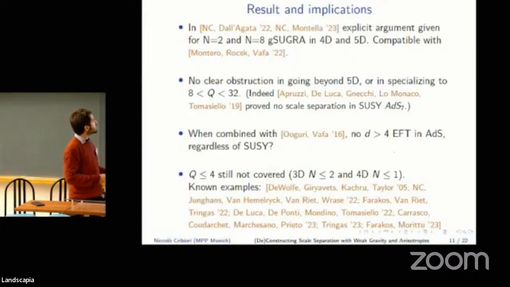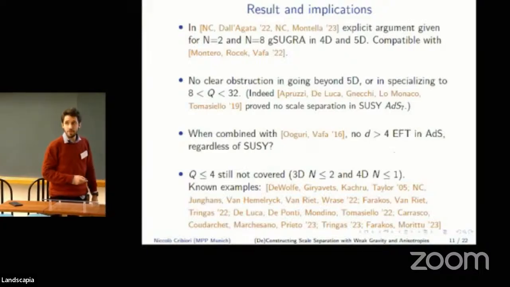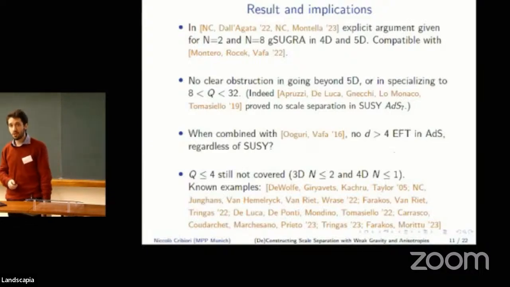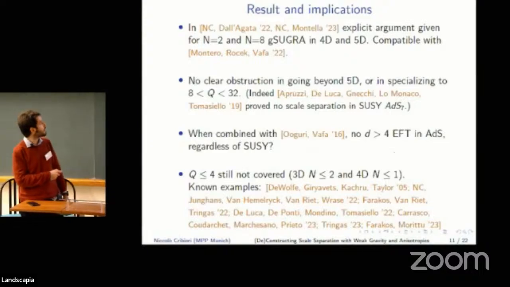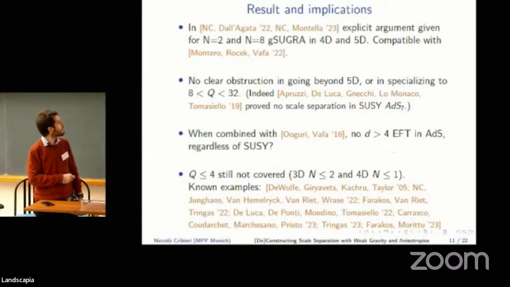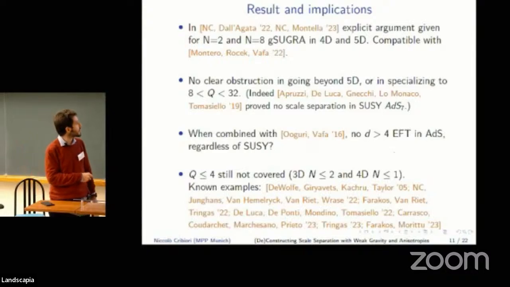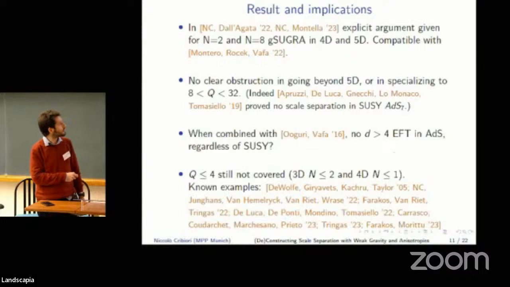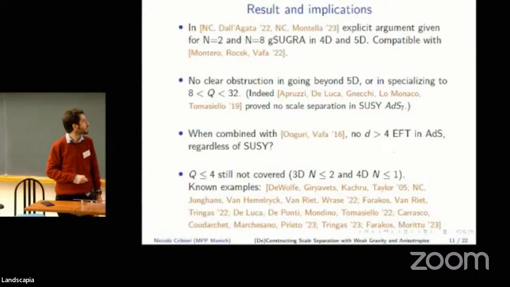And we believe that there is no clear obstruction in going beyond. In particular, we don't see any clear obstruction in proving it for any number of supercharges in between, and also in going beyond 5 dimensions. In fact, there are even proofs in step 2, for example, that supersymmetric anti-de Sitter 7 vacua cannot be scale separated.